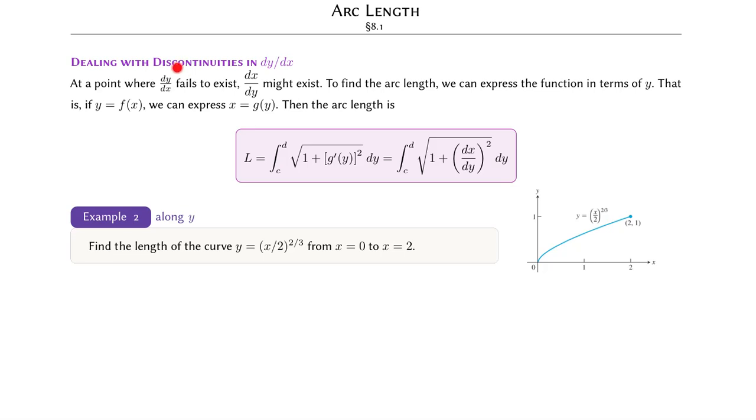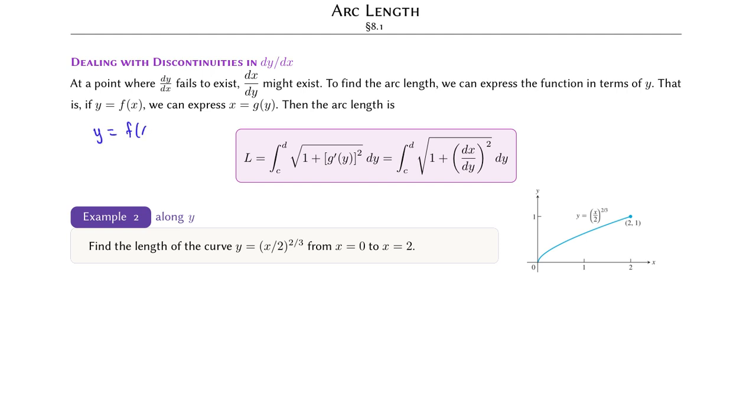Dealing with discontinuities in dy/dx. At the point where dy/dx fails to exist, dx/dy might exist. To find the arc length, we can express the function in terms of y. And so if y equals f of x, we can express x as g of y.